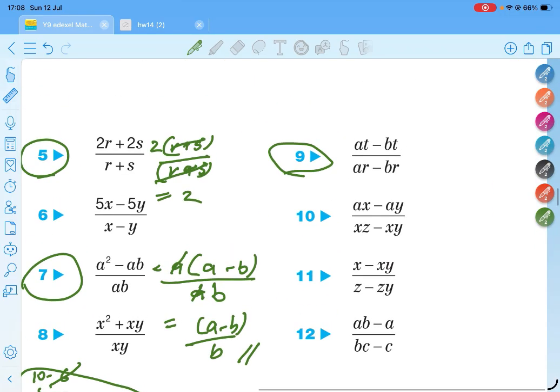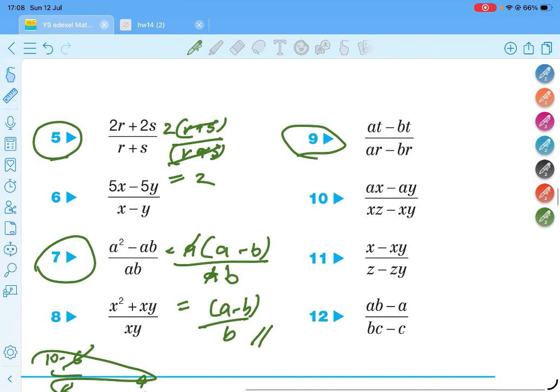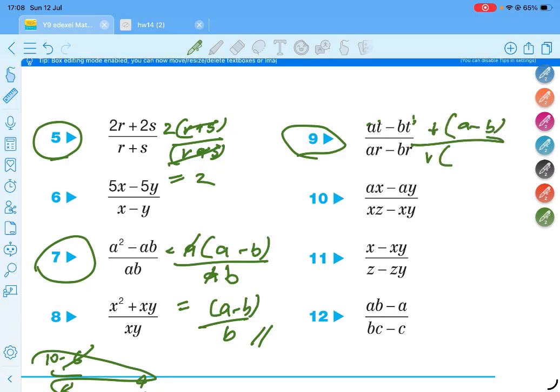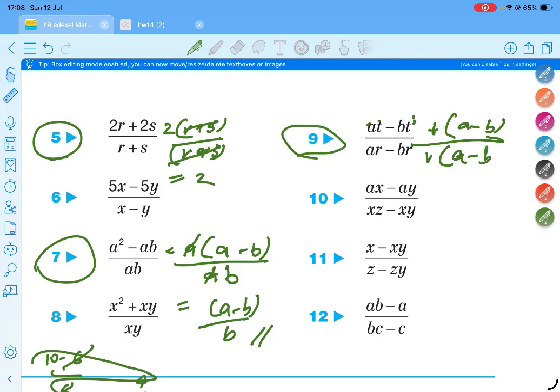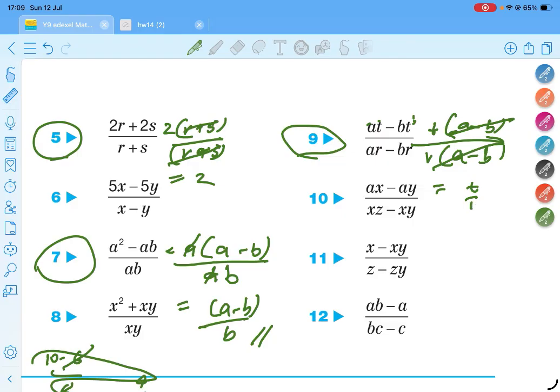This one. A and B. No, you can take out B, T. A and B are not common for both terms. T is common for here and here. You can take T out, then A minus B. In here, you can take R out. Then again A minus B. A minus B can be simplified with A minus B. You can take T over R.